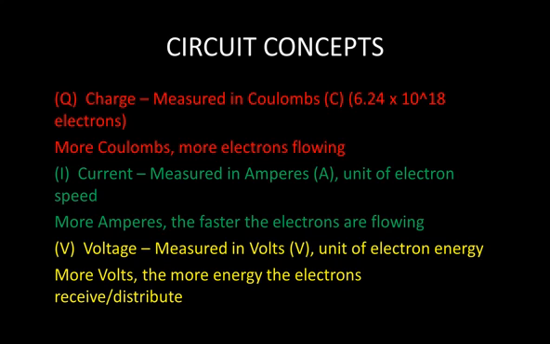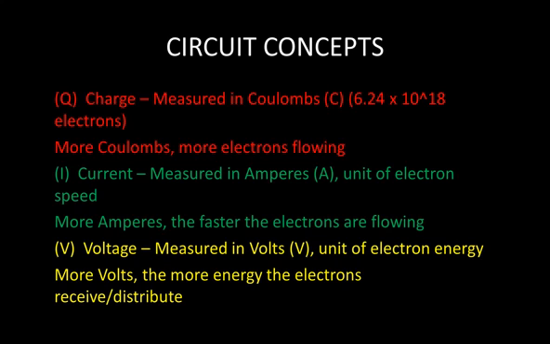Next we've got current, which is measured in amperes. And it is basically, very simply put, a unit of electron speed. So basically, more amps, or amperes, the faster the electrons are flowing. Keep in mind the symbols next to these. Charge, when you're discussing it in an equation, would be represented by Q. Coulomb is represented by C. Current, when discussed in an equation, is represented by I, the ampere represented by A.